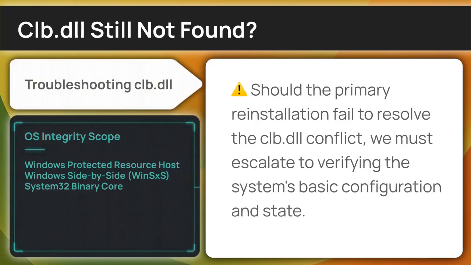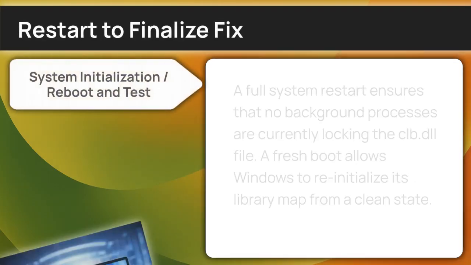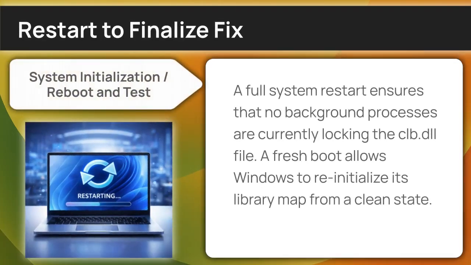If the redistributable repair didn't resolve the pop-up, the next logical step is to analyze the local environment for process conflicts. A quick reboot can determine if the error is transient. While it won't fix a deleted file, it can re-establish the connection between your software and the Clb library file if the path was temporarily busy.